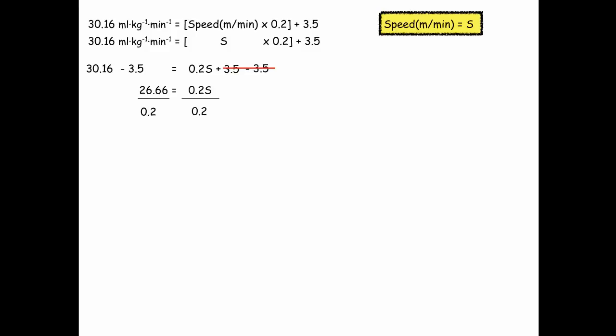on the right side, any number divided by itself is going to be equal to 1. And I'm going to divide the left side by 0.2. So S is going to be equal to 133.3. Now if you recall, I said earlier S is equal to speed in meters per minute. We figured out the speed, now we're going to add the units back in. So the speed that is going to elicit a VO2 of 30.16 will be running at 133.3 meters per minute.